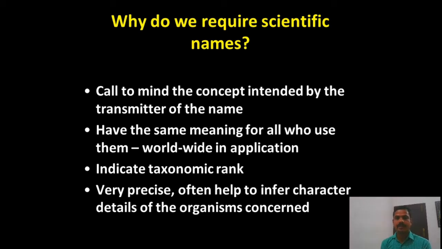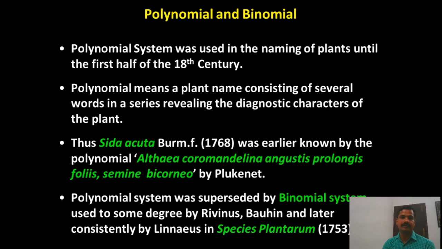It is very precise and often helps to infer character details of the organisms concerned. So by telling the botanical name Ixora coccinea, we can have an idea regarding the characters of the organism: the leaves are opposite, the plant is a shrub, and the flower color is red, etc. So just by telling the botanical name or the scientific name, we can also transmit details of the plant, the characteristics of the plant.